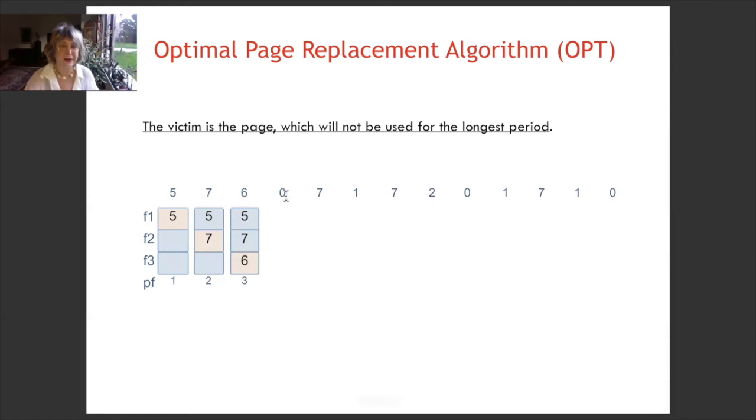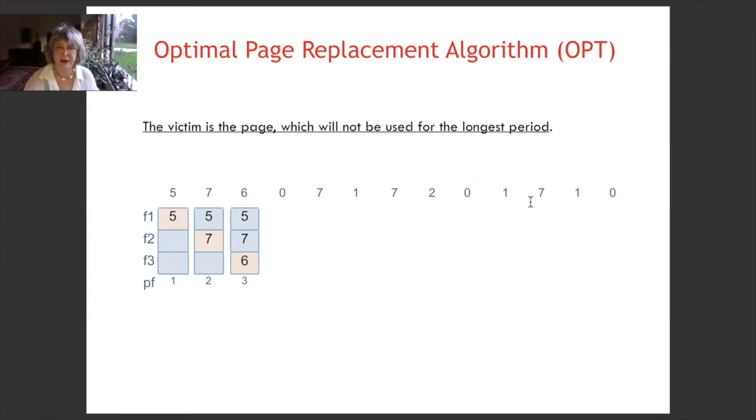And then comes a reference to page 0. And page 0 is not in the memory. Because of that, one of these frames should be chosen as the victim. And in this algorithm, the victim is the page which will not be used for the longest period. So we are looking to the future. And let's check when these pages are going to be used.